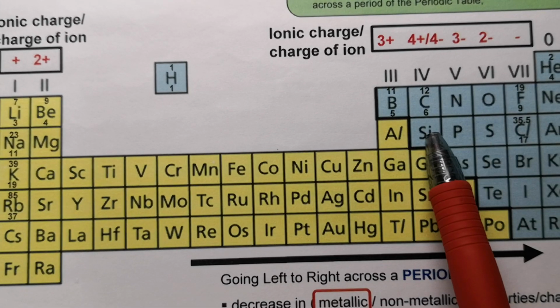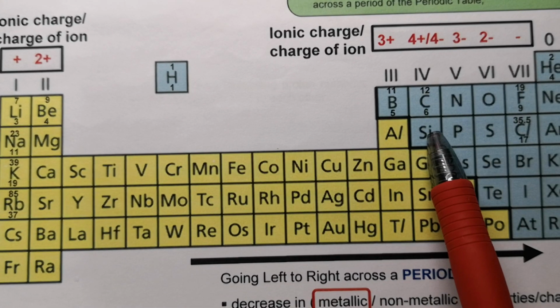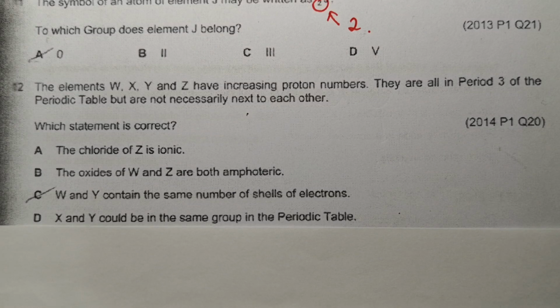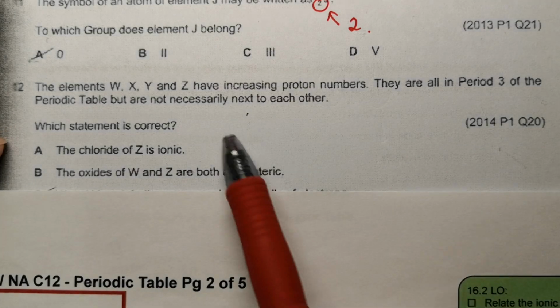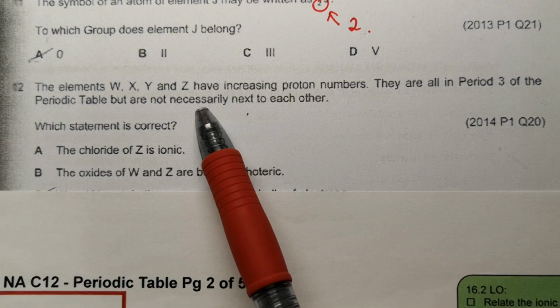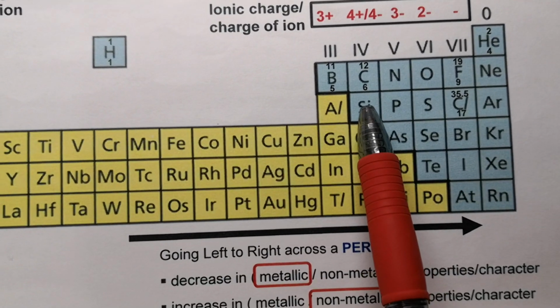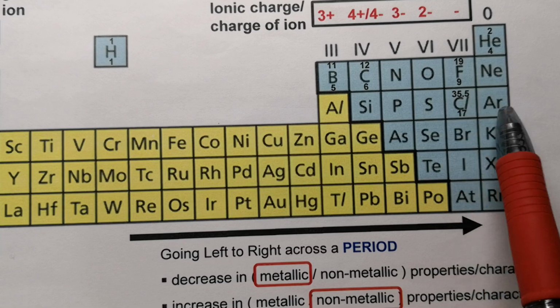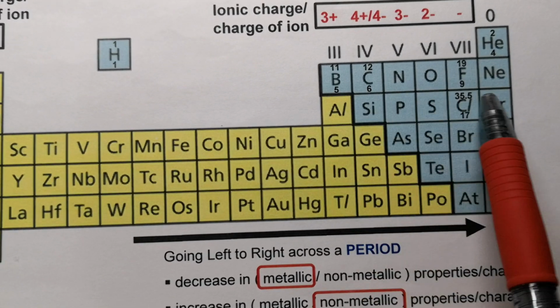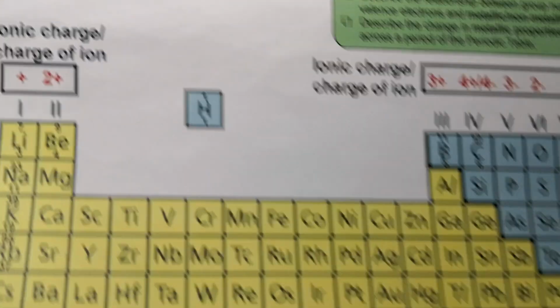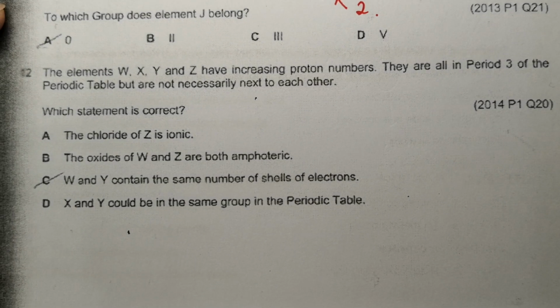Actually, it cannot be silicon because it says already W, X, Y, Z are not necessarily next to each other. That means they can be next to each other. So if it is next to each other, it is silicon. But if it is not next to each other, it could be phosphorus, sulfur, chlorine, or argon. So anyway, any one of these cannot be ionic because they are all non-metal.